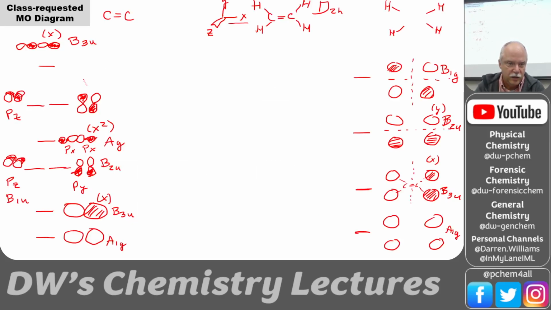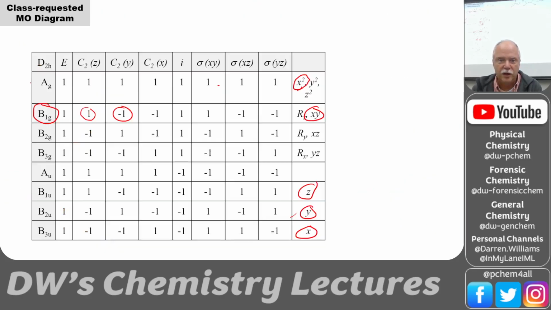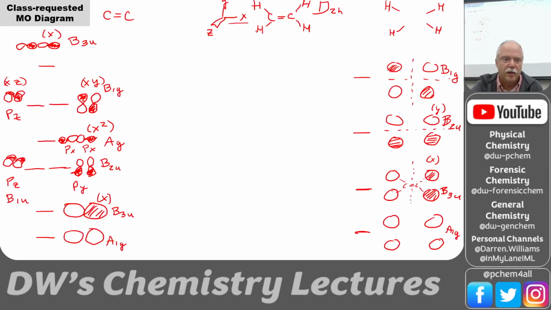Yeah, so this one is X times Y, B1G. And then this one is X times Z, because it's in the XZ plane. So we've got to go find that one. That one's nowhere in what we have. Yeah, X times Z, B2G.